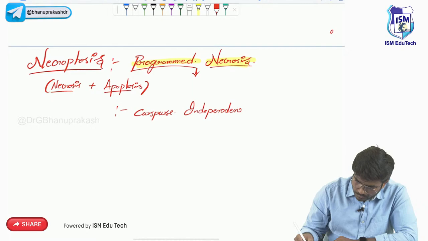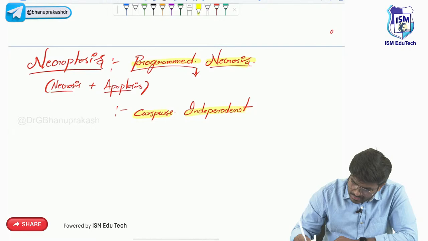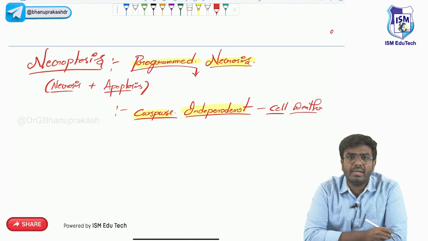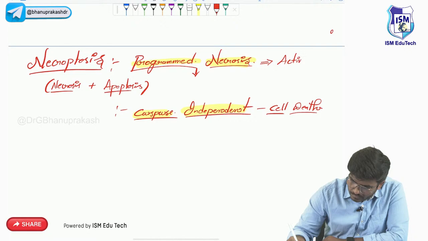This is a repeatedly asked MCQ. Necroptosis is caspase independent cell death. Caspase independent. It is absolutely an active process, no doubt. It's not a passive process. It is also programmed, right? So if it is programmed, definitely it is active. Caspases are not involved. This is very, very important.